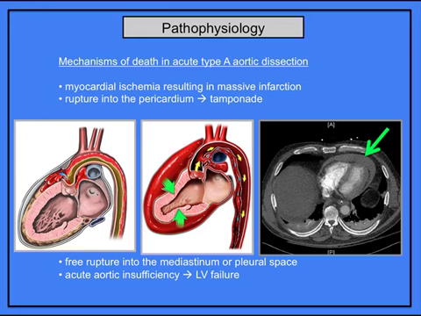Myocardial ischemia from coronary occlusion or ostial disruption and rupture into the pericardium resulting in tamponade are the cause of death in as many as 80% of fatalities due to type A dissections. Free rupture into the mediastinum or pleural spaces and acute aortic insufficiency leading to left ventricular failure are other mechanisms that lead to death. The cartoons demonstrate the mechanism of tamponade in aortic dissection, while the CT on the right demonstrates the radiographic stigmata of hemopericardium.